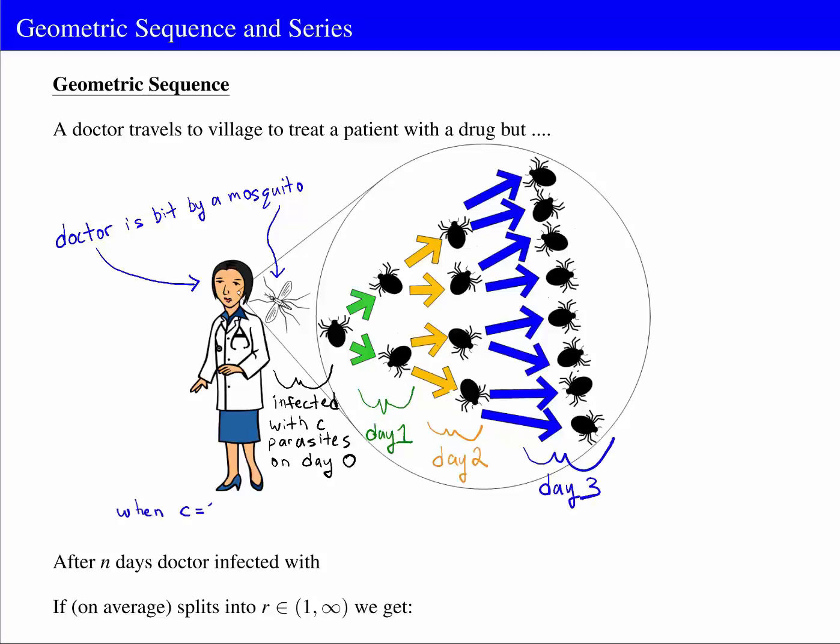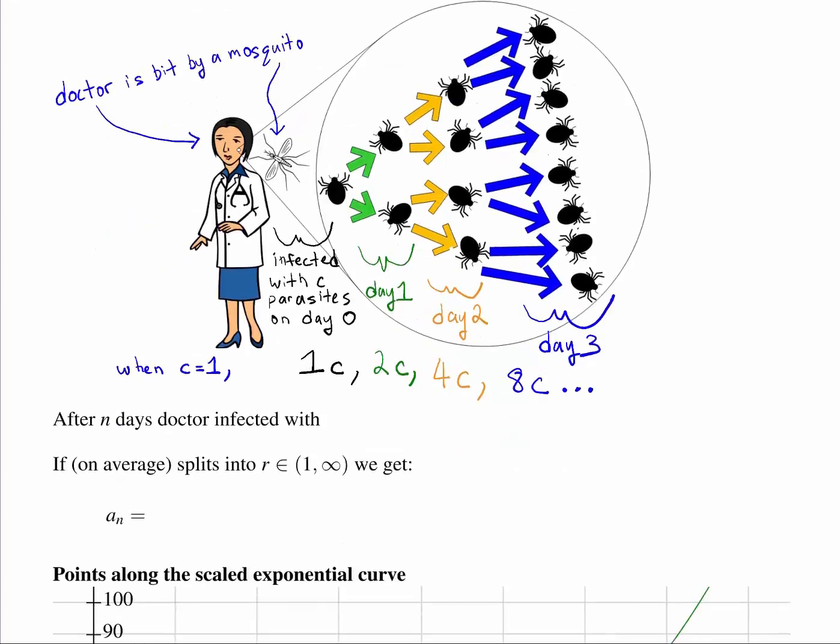After day 0, there would just be that 1, but then that 1 would become 2 after day 1, and the 2 would become 4 after day 2, and the 4 would become 8 after day 3. And this doubling goes on and on. So the initial C parasites would become 2C after 1 day, 4C after 2 days, etc. After n days, the doctor is infected with A_n, which is equal to the initial contraction C times 2 to the n.